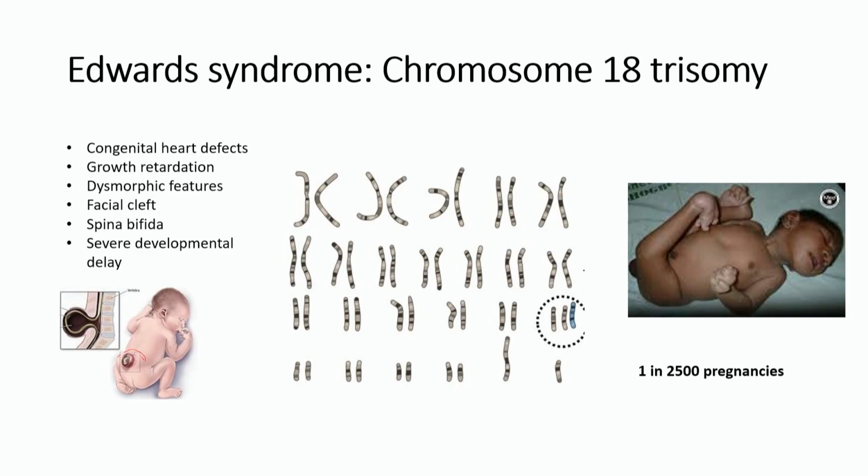Initially, this is an open tube which is closed from both the ends. But here, those closures have not taken place. In spina bifida, some of the spines are defective. The result is that the spinal cord comes out of the body and projects like this. Severe developmental delay. So these are because of chromosome 18 trisomy.